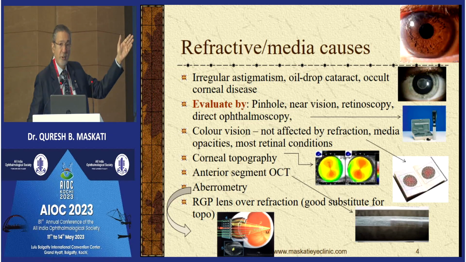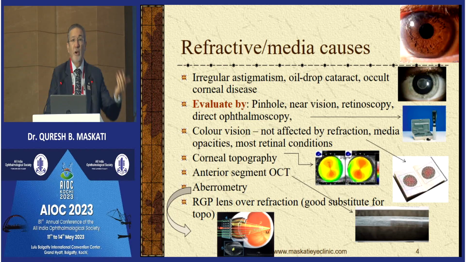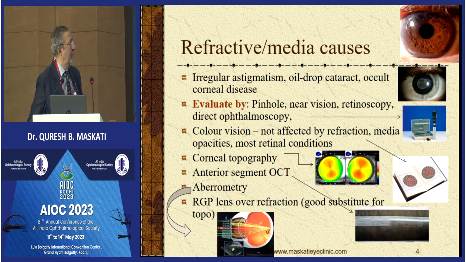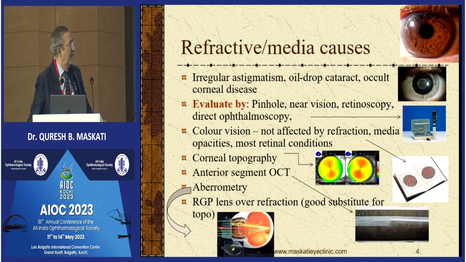It's such a simple thing, and you do color vision one eye at a time. So if one eye has normal color vision and the other eye does not, you know that that eye has got an optic nerve issue. So you don't always have to go to corneal topography. If you do these tests, then topography is only to confirm the astigmatism. Then you have, of course, other things like anterior segment OCTs, aberrometries, and you have eye trace. But all these expensive gadgets are not always required.